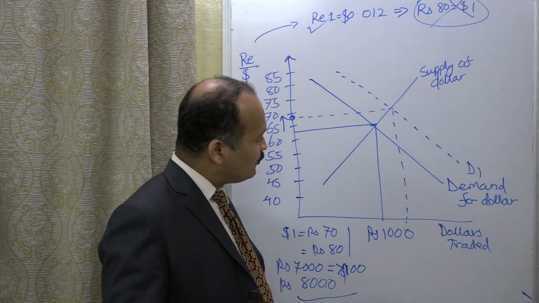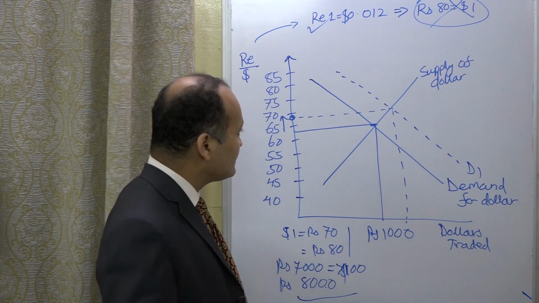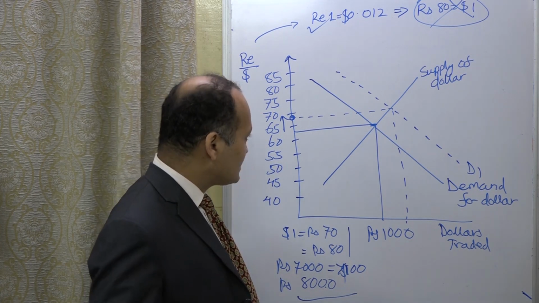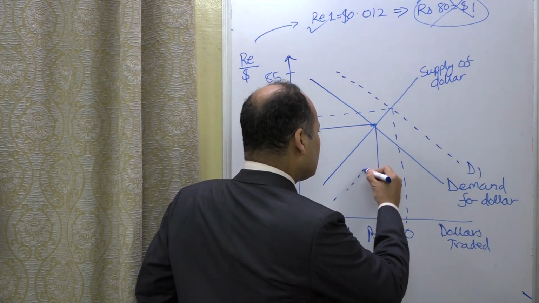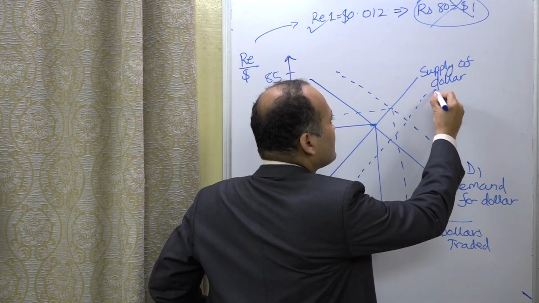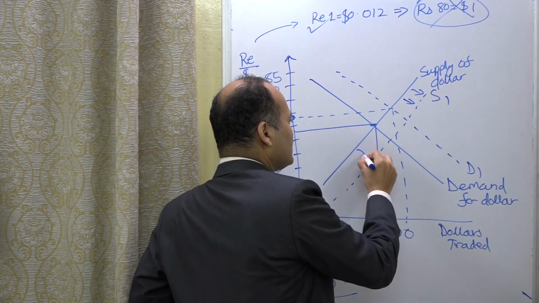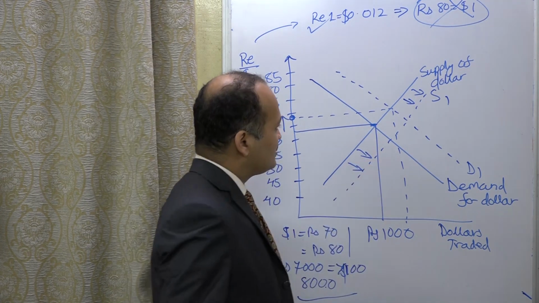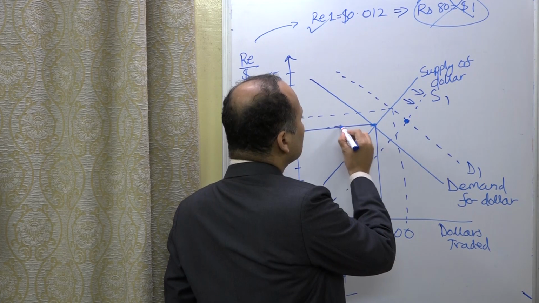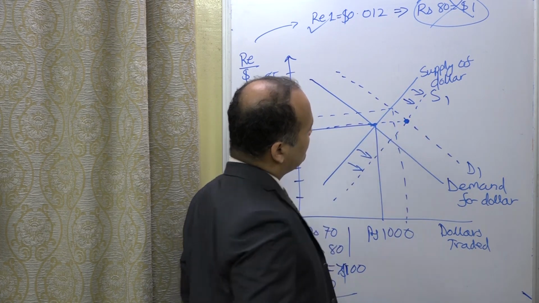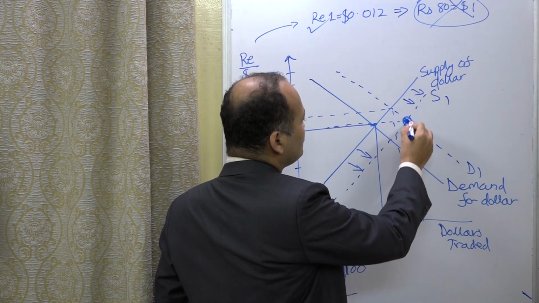So what you can do, you can increase the supply of dollar in the market by selling dollars directly from your foreign exchange reserves, so that RBI tries to increase the supply of dollar. So the supply of dollar goes up in the foreign exchange market, so that the new supply and new demand again brings you back to the old exchange rate.